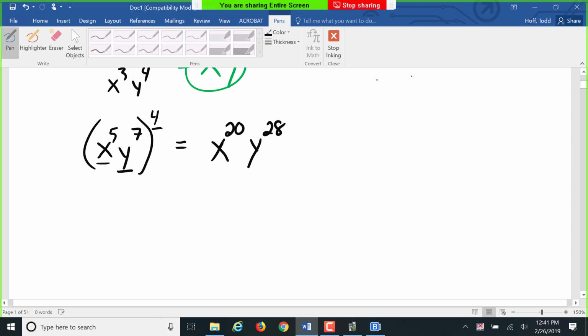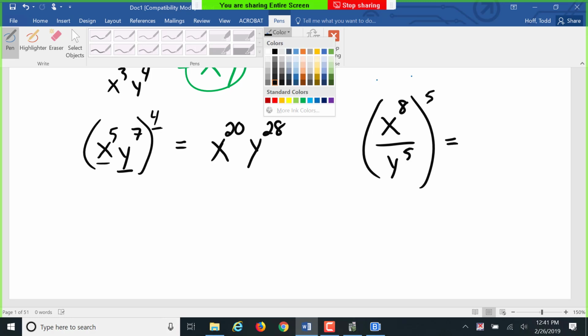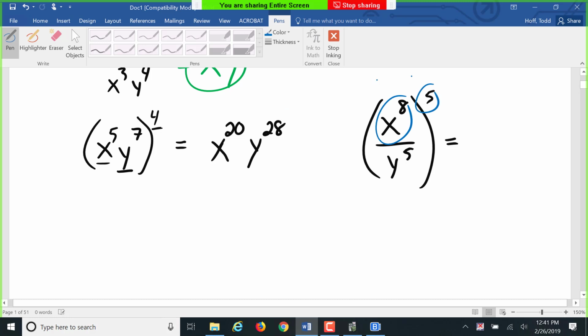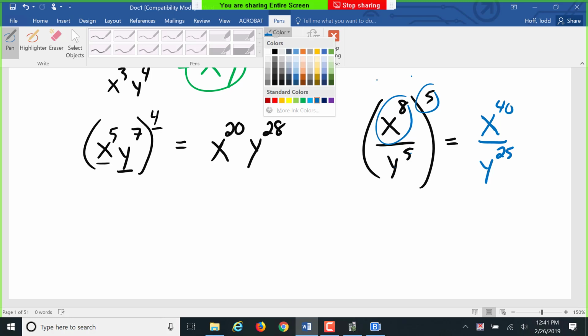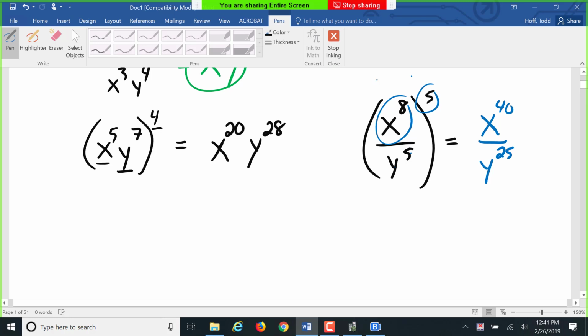Same even applies if we have the division. I might have x to the 8th divided by y to the 5th to the power of, let's go 5. I can do each piece separately. What is x to the 8th to the power of 5? X to the 40th. And y to the 5th to the power of 5? Y to the 25th. So we are multiplying the powers on each. We can keep the fractions separate.